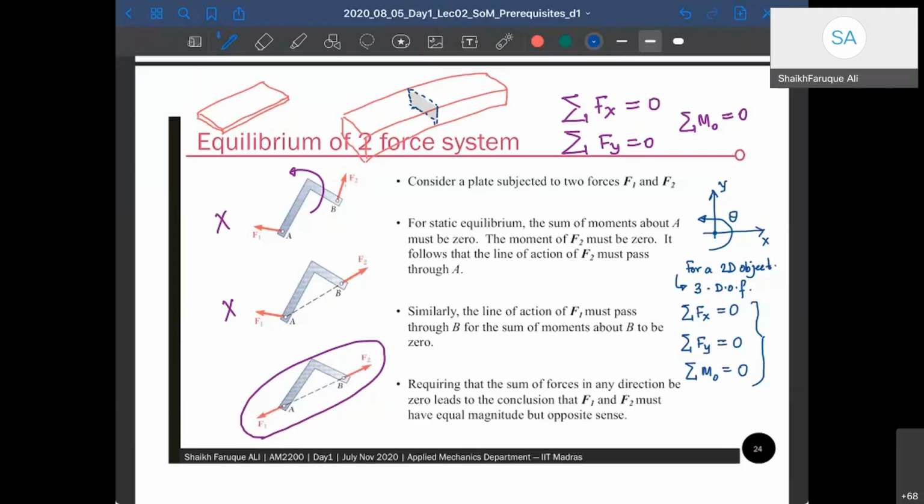Now, if you have a two-force body, as we have discussed last time, the moment actually makes you, so your two forces can be, one is along this direction and one is in this direction, right?